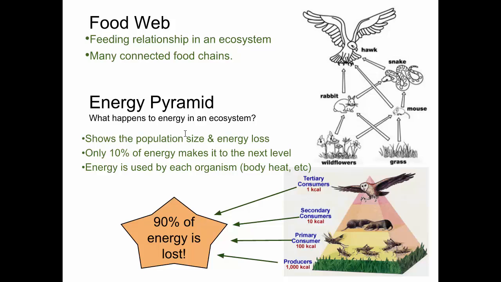And this should kind of make sense because if you think about walking around in the woods, going on a hike, what do you see the most? The most abundant organism? Plants, trees, and grass. What would be the top carnivore, the top of the food chain in a forest around here? Bear.